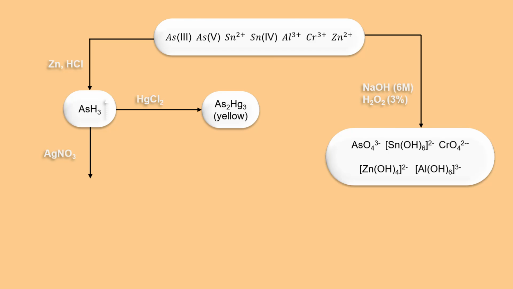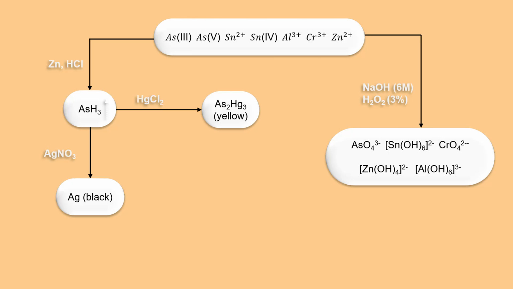Even if we put silver nitrate into a solution of the gas which is coming out, arsine, then AgNO3 is reduced to metallic silver that gives black precipitates. So arsenic can be identified in a very separate mode.